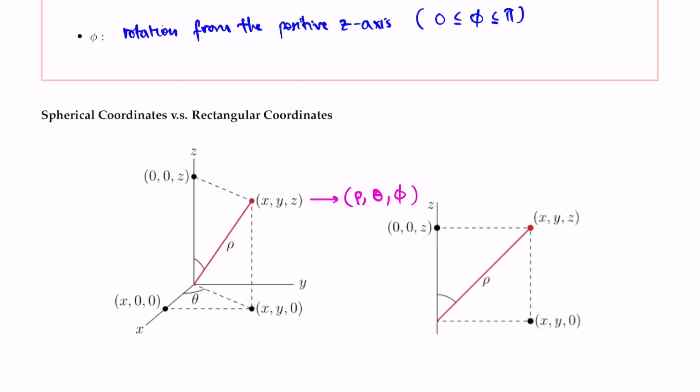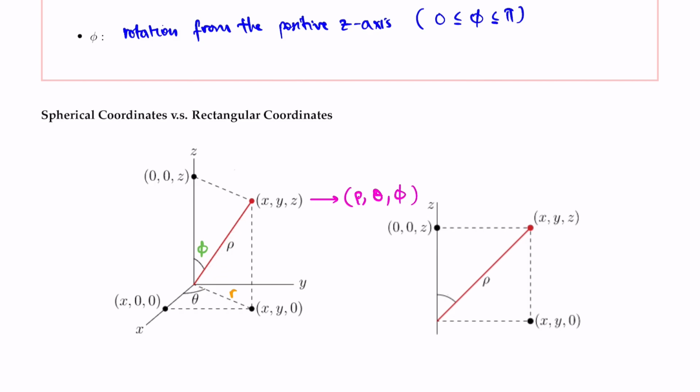Rho, again, is the distance between the origin and the point of consideration, in this case the point P. Theta is the rotation from the positive x-axis to the line segment connecting the point projected on the xy plane and the origin. And you remember from the polar and cylindrical coordinate systems, the line segment connecting the origin and the point on the xy plane is equal to r. And phi is the rotation from the positive z-axis to the line segment connecting the point and the origin.